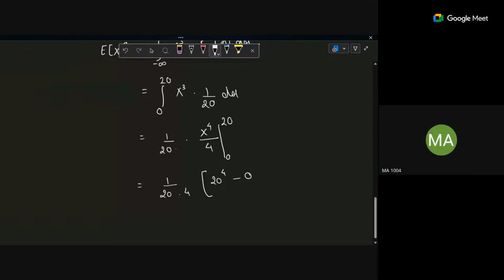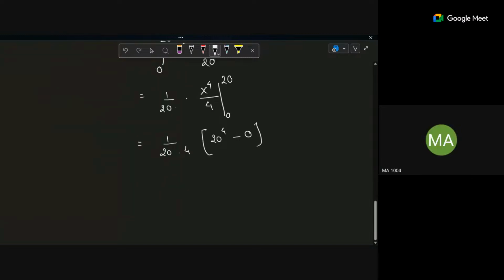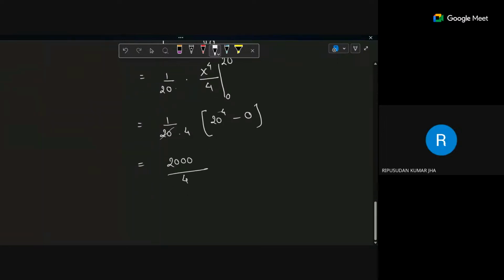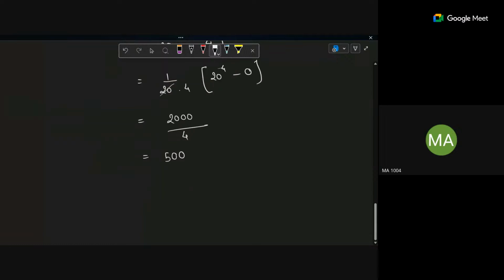20 raised to the power 4 by 20, that means this power gets cancelled, and you will get 20 cube by 4. That is what? 500. So done. This is your expected value for x cube.